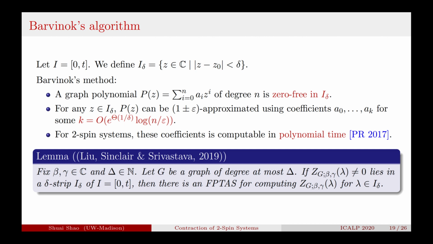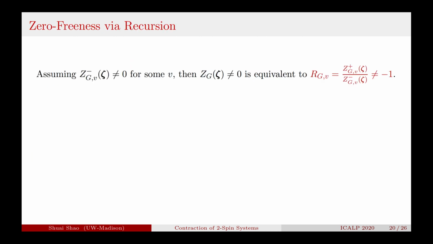Here we will use the partition function as a universal polynomial on the parameter lambda. Now, one way to obtain zero-freeness is by recursion. We first assume that the partition function is not equal to 0 if one vertex is pinned to the minus spin. Then, in order to prove that the original partition function is non-zero, it's equivalent to show that the ratio r at vertex v is not equal to -1.